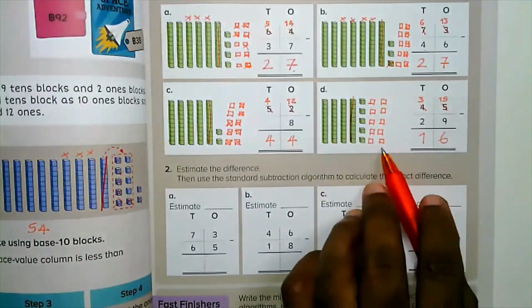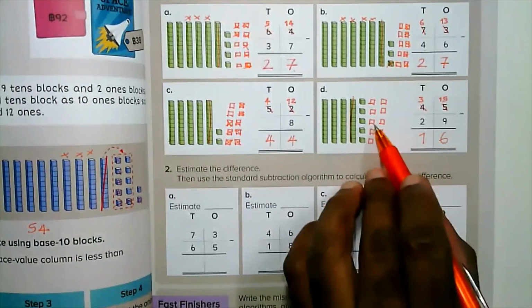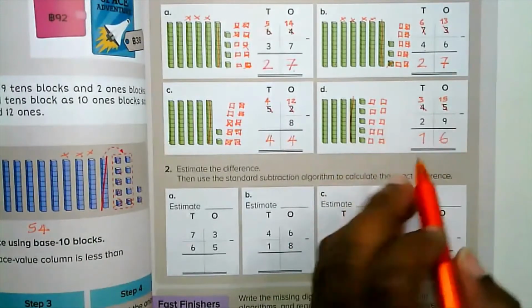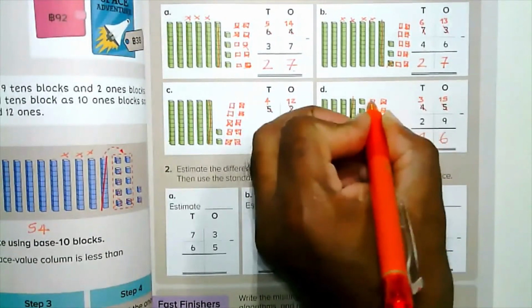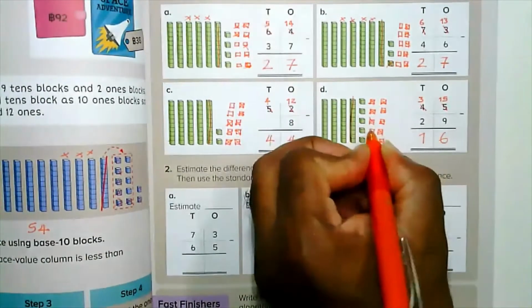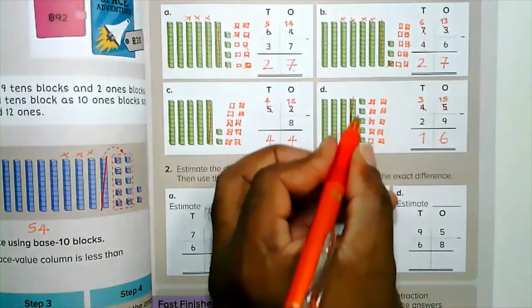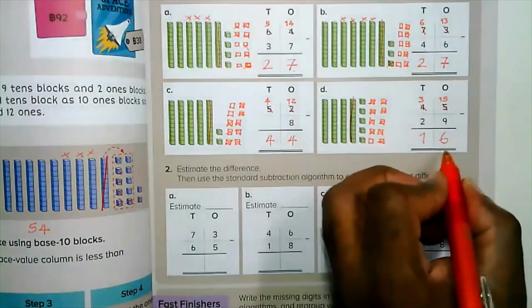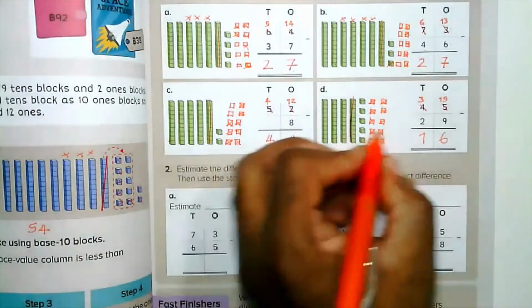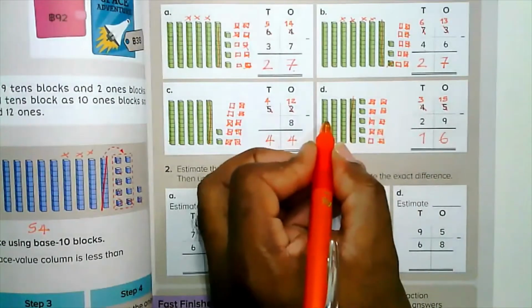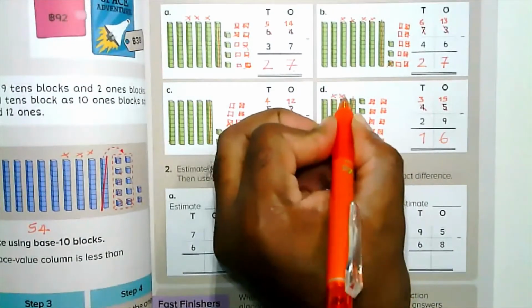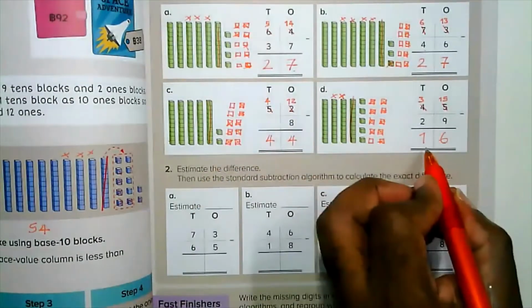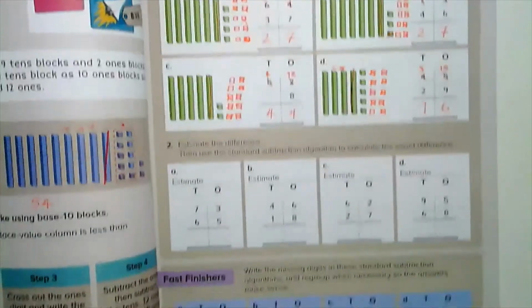Now let's take a look at here. 15 ones minus 9. 1, 2, 3, 4, 5, 6, 7, 8, 9. So we have 6 ones. And 3 tens minus 2 tens. 1, 2. Remaining 1. 1 tens. There you go, folks.